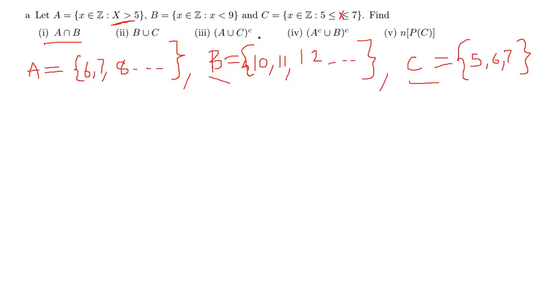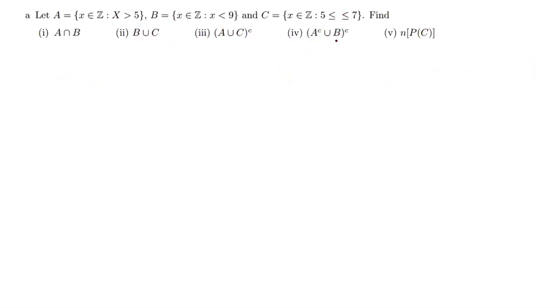A union C complement, meaning you find the union set, you combine A and C, and then the complement of that set is what you're going to write. Same applies to this one. This one has first to be simplified, and then you find the solution.